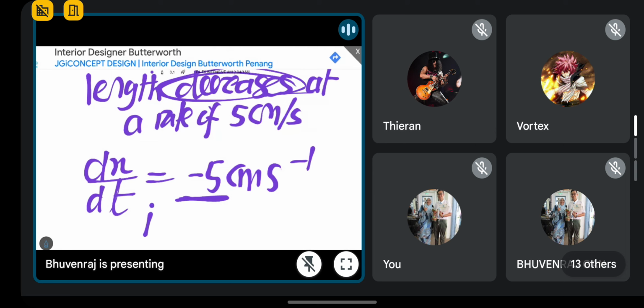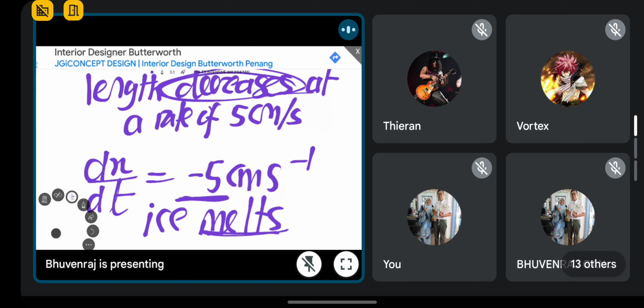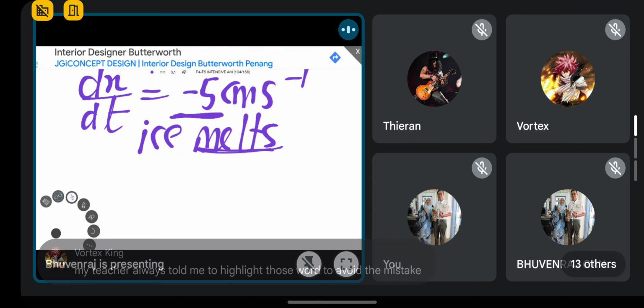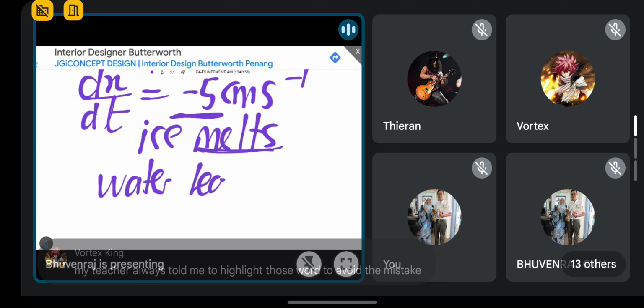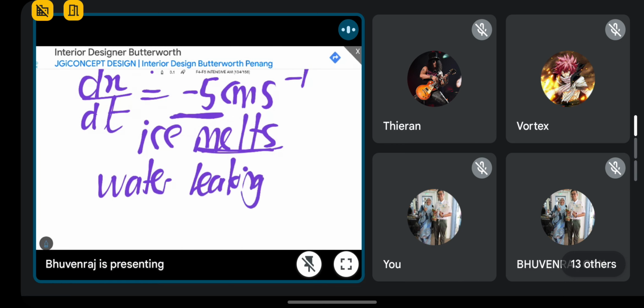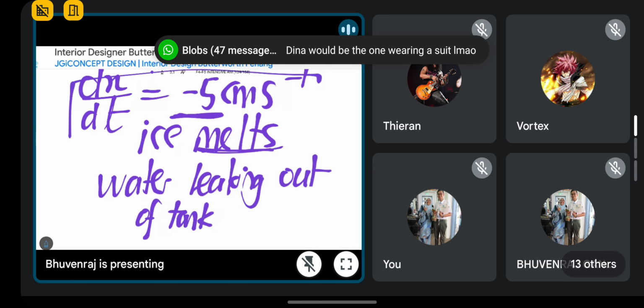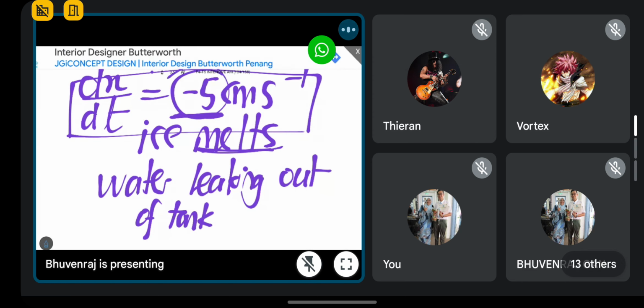Another keyword, if they give you ice, they say melts. Melts also means decrease. Another keyword I can give you, another situation: water leaking out of the tank, pipe bocor. So water leaking out of tank. So the volume, when you write this one, don't forget to put the negative sign. These are the three situations I can remember from the questions that come out.